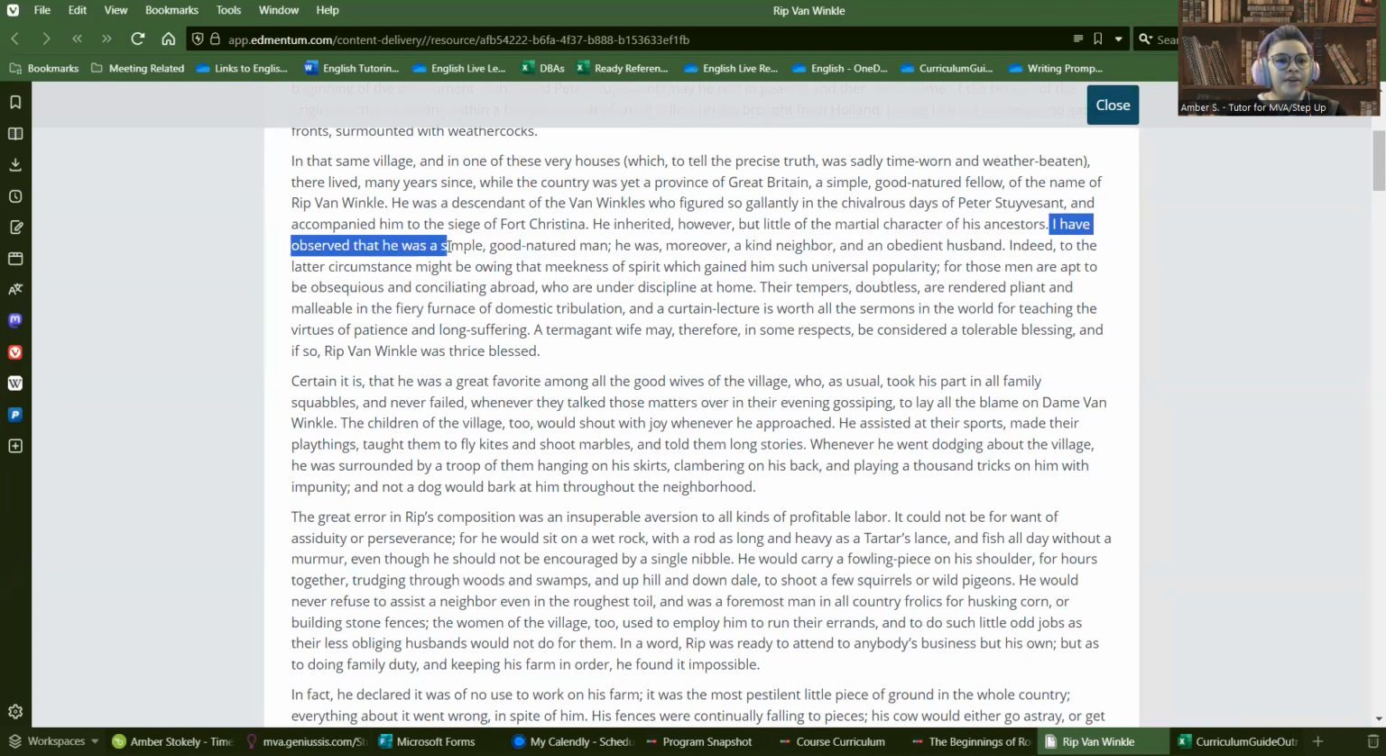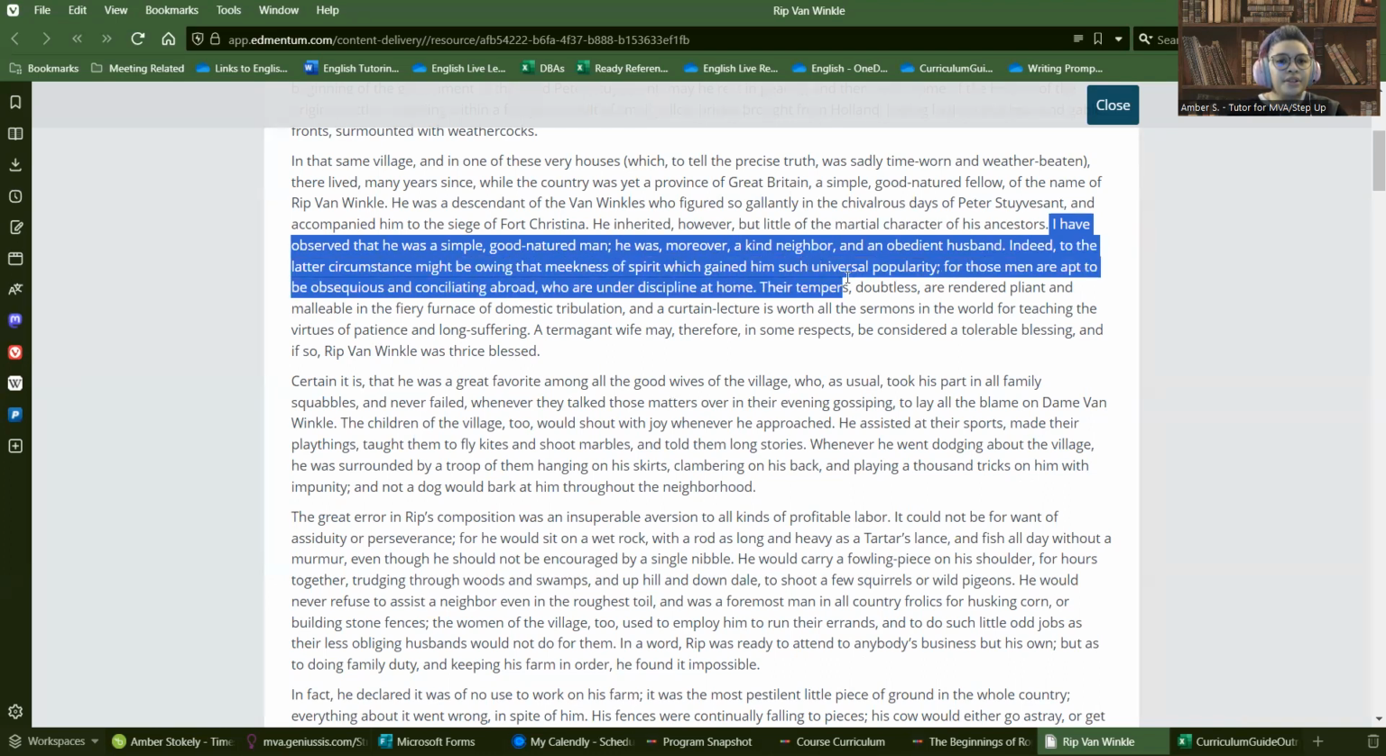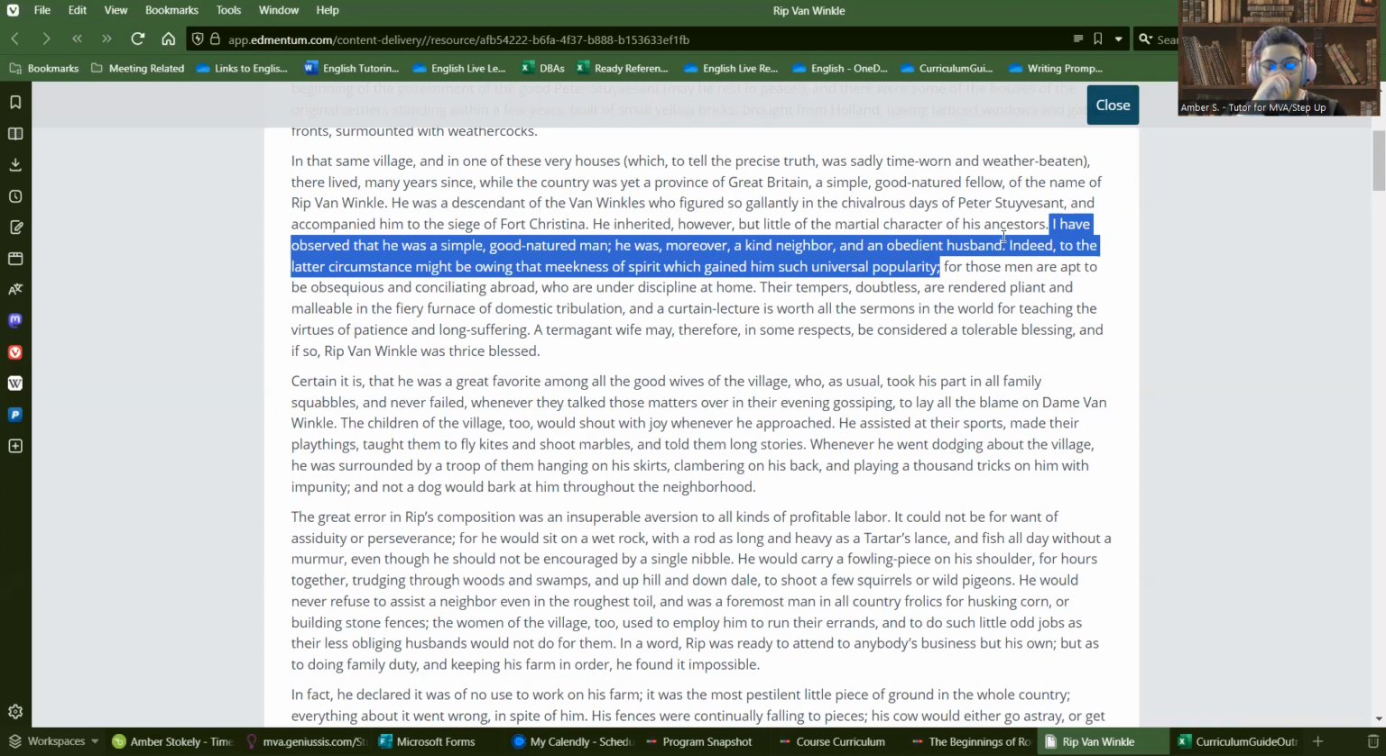I have observed that he was a simple, good-natured man. He was, moreover, a kind neighbor and an obedient husband. Indeed, to the latter circumstance might be owing that meekness of spirit which gained him such universal popularity. So he is a kind person. You don't have to necessarily be militant or a soldier to be kind. He's a good-natured man. He's a kind neighbor. But that doesn't necessarily mean that he's brave.